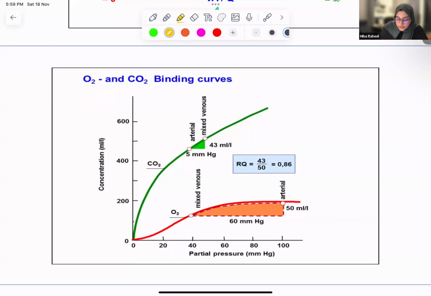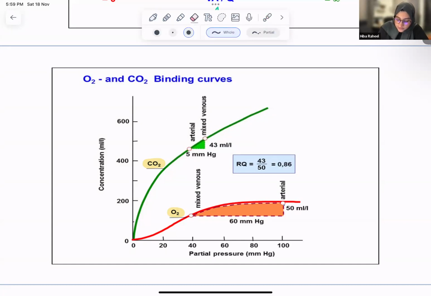Now we're looking at two graphs. We're looking at carbon dioxide and we're looking at oxygen. Now, right off, just by looking at these two graphs, you can tell that the carbon dioxide graph is very, very steep, right? And this graph is very flat. Look at this, it's very flat. The oxygen graph is flat. The carbon dioxide graph is very steep. There's a very nice slope.